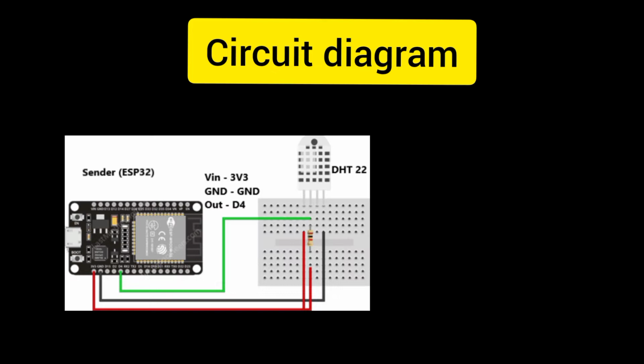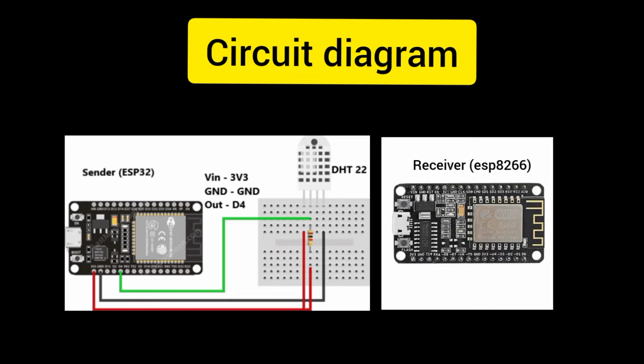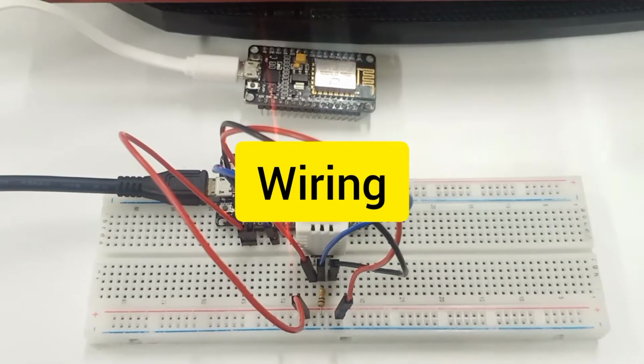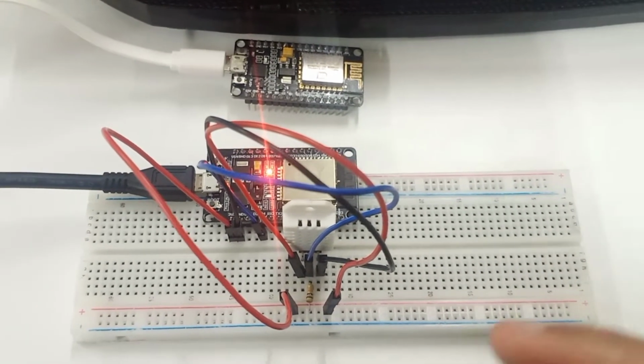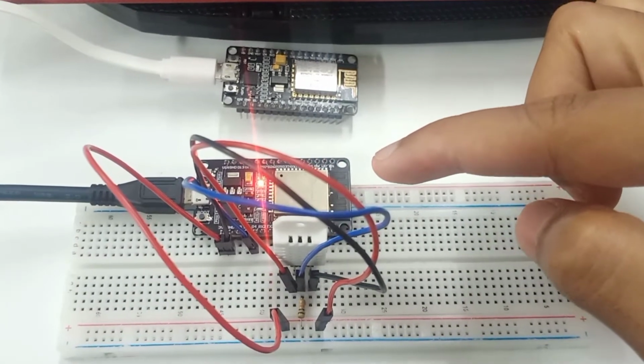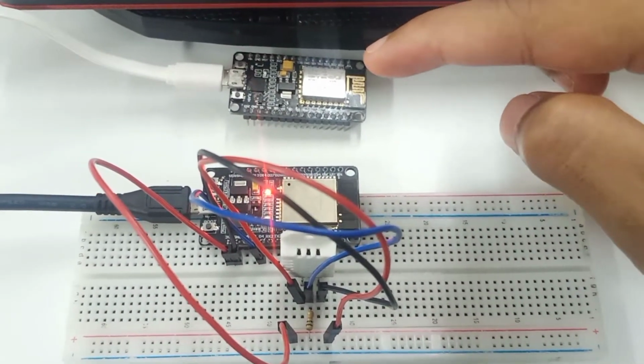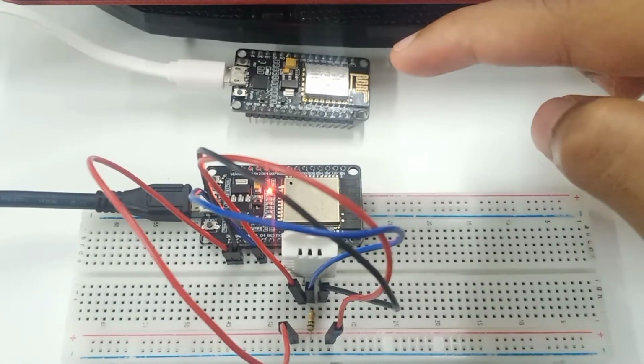Okay, this is the circuit diagram. Here is the sender ESP32 connection with the DHT22 sensor, and this is the receiver, the ESP8266. Here is the wiring. This is ESP32 as the sender. This is ESP8266 as the receiver.